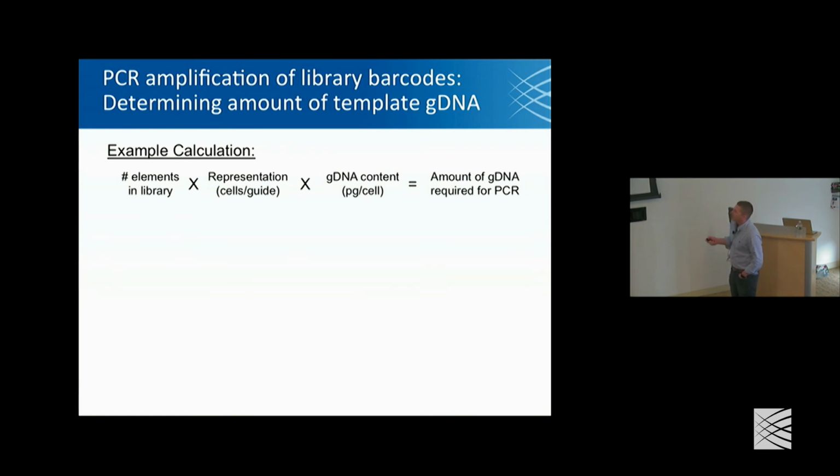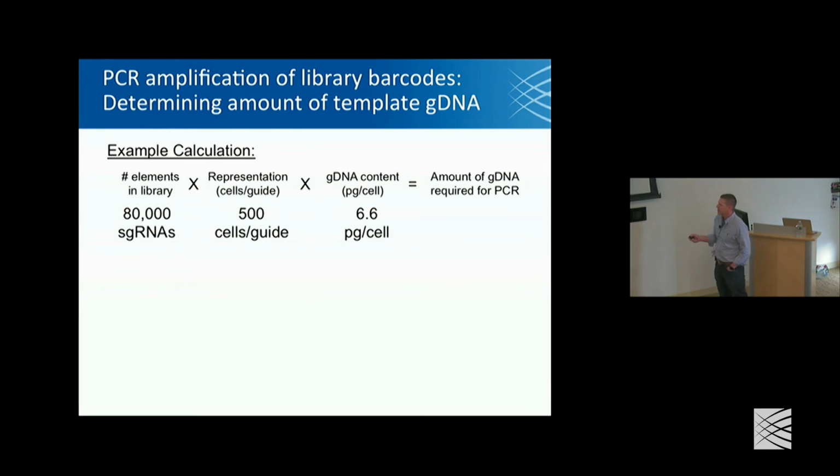And the way we do that is we take the number of elements in the library, we multiply that by the representation you were anticipating, the number of cells per guide, and then we multiply that by the gDNA content of each cell, which on average is about 6.6 picograms of genomic DNA. And it's going to tell you the amount of genomic DNA required for PCR. So an example calculation, our Avana library, which is 80,000 guides, if we were going for the 500 cells per guide representation, at 6.6 picograms per cell, you're going to need to perform PCR from 264 micrograms of genomic DNA.